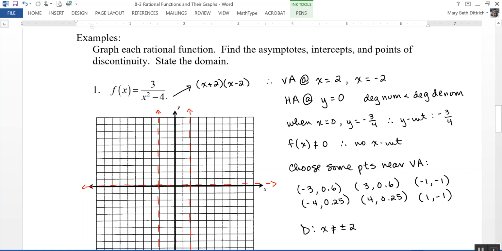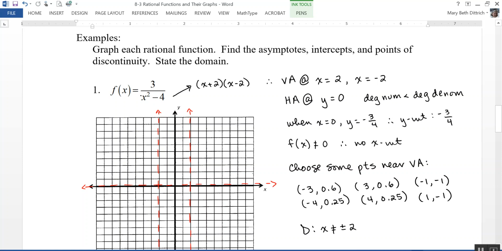Therefore, because that's in the denominator, that means that I'm going to have a vertical asymptote when each of those equals 0. So I'm going to have a vertical asymptote at the line x equals 2, and that's this line right here, I drew in red, and a vertical asymptote at the line x equals negative 2. Those are the easiest ones to find first. I'm going to have a horizontal asymptote at the line y equals 0, or the x-axis, because the degree of the numerator is less than the degree of the denominator. The degree of the numerator is 0, degree of the denominator is 2.